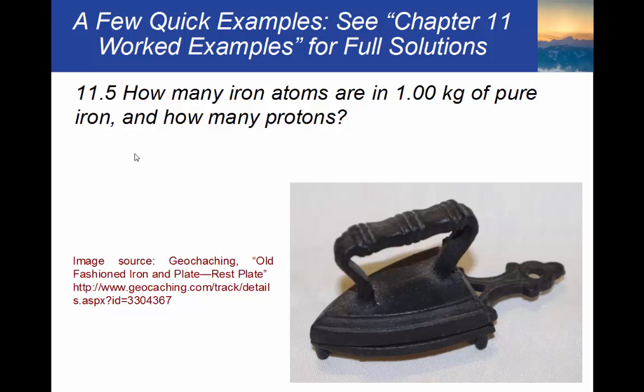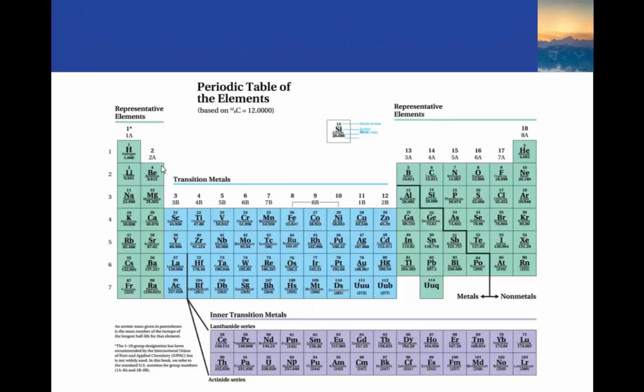Okay, how many iron atoms are there in 1 kilogram of pure iron? And how many protons is this going to be? To answer this, we should return to our little periodic table of the elements, and we need to locate iron on there. It's this one right here. Fe is the atomic symbol for iron. We're going to need information from the periodic table, specifically how many protons are there in an iron. There's 26. And what is the atomic mass of iron?